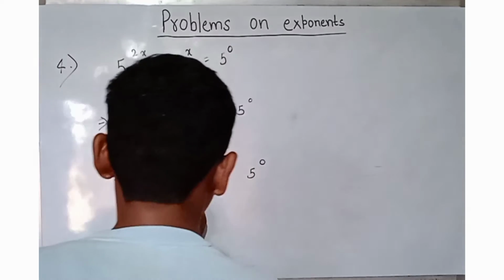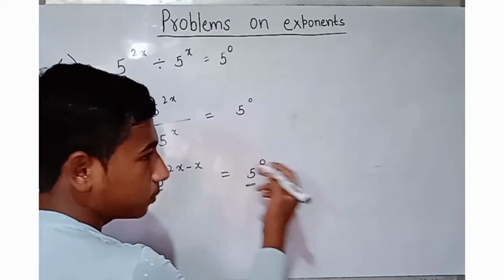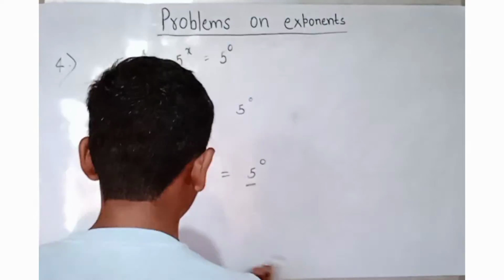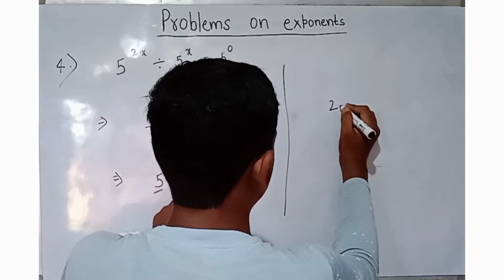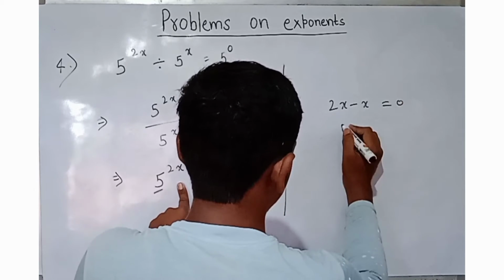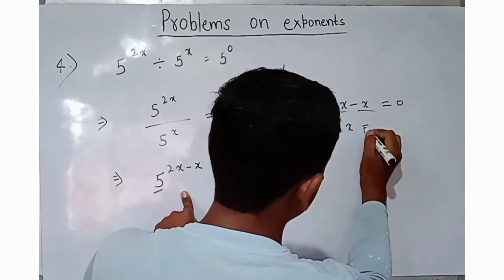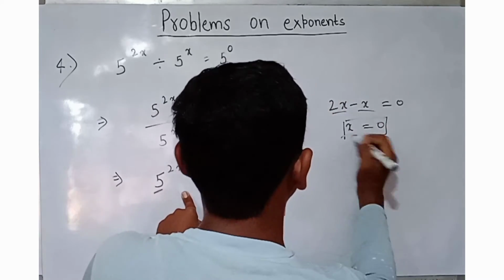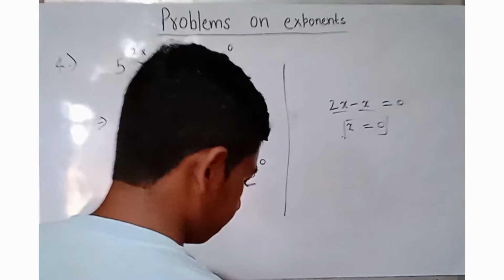So here, when the bases are same in an equality sign, then both powers will be equal. So 2x minus x will be 0, that is x is equal to 0. Then the value of x is 0.